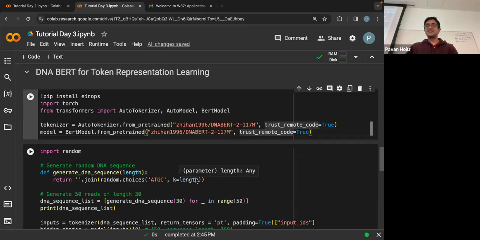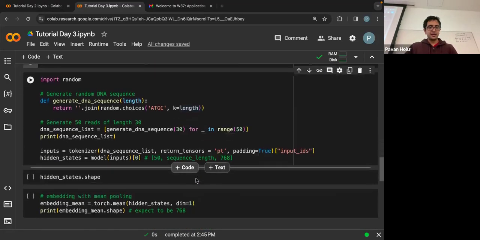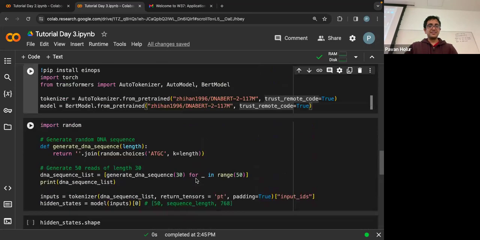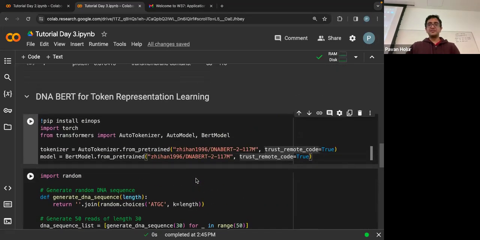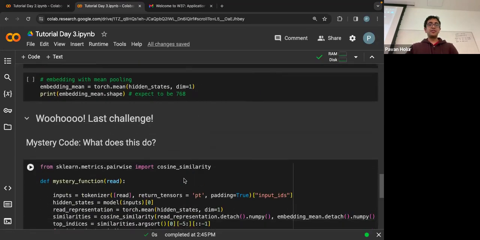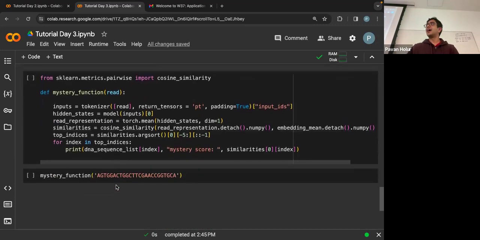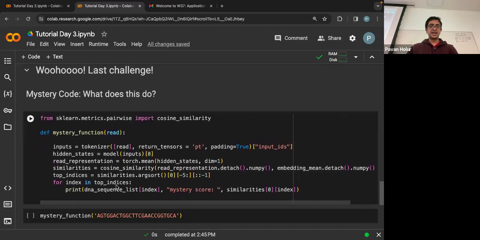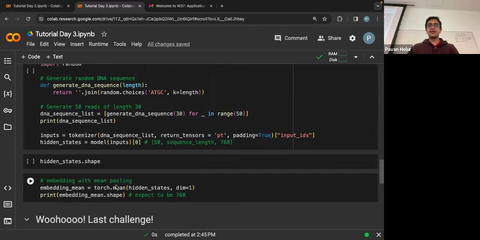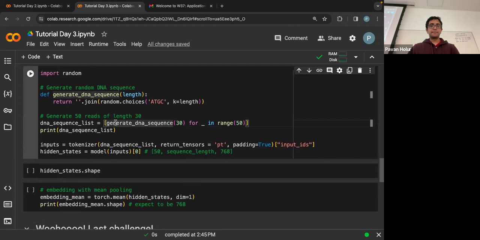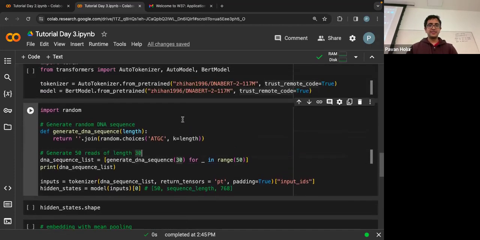Okay, so the way this is going to go is there are just a couple of parts that I'm going to introduce you to. I won't tell you what it's doing, but I want you to figure out what this mystery code does. There's some mystery code at the end, and I want you to take some time and figure that out. Make sense? Okay, we will run this as usual.